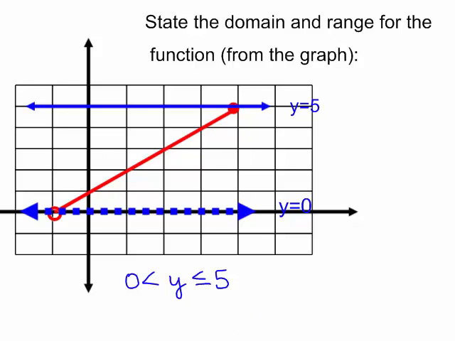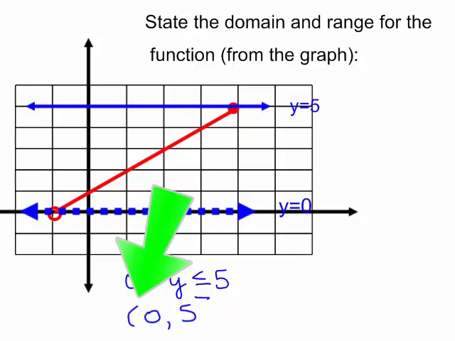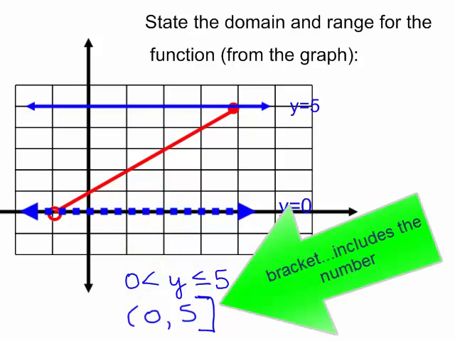How do I write this in interval notation? My range starts at 0. It goes and goes and goes until 5. It does not include 0, which is why I have a parentheses around the 0. But it does include 5, so I will put a bracket at 5.